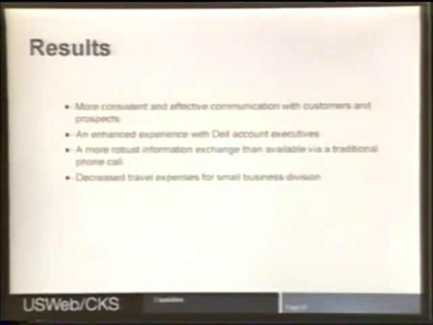Michael Dell would talk about the system, specifications, and packaging, and you could actually look at it, to increase the consumer experience. The results? We delivered a more consistent and effective communication system with customers and prospects. We enhanced the experience with Dell account executives. It was certainly a more robust information exchange. We decreased travel expenses, specifically in the small business division. One of the other areas we're trying to focus on is that typically, in selling a number of Dell machines to a small business, instead of having to fly someone there to demonstrate the system, they could demonstrate that system by leveraging the internet. So we increased sales and reduced costs through this solution we built for Dell.